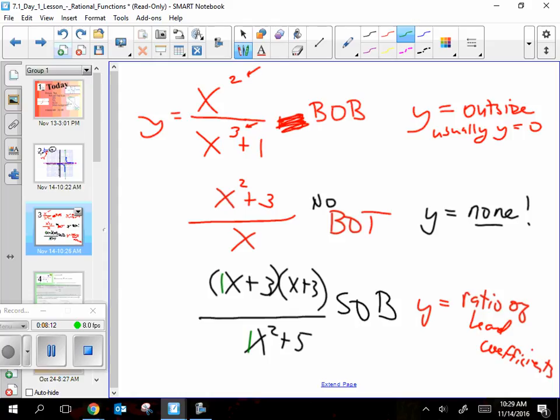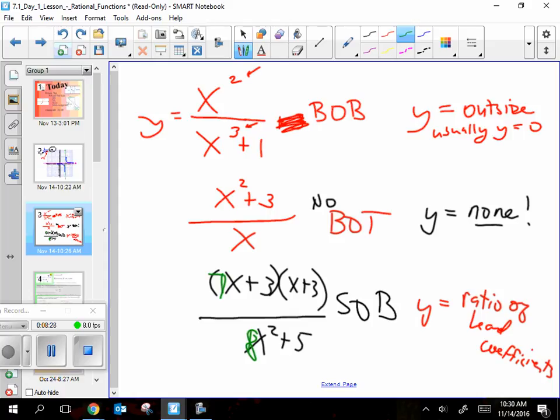Is it always y equals 1? No. What if I had a 7 here? Then it'd be y equals 7. What if there was an 8 here? Now it'd be y equals 7/8. The idea? Those are the horizontals. This whole thing is the horizontals.